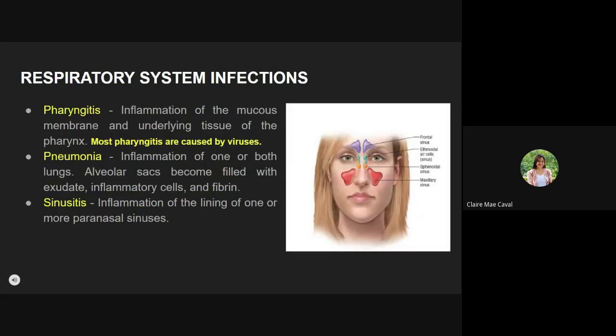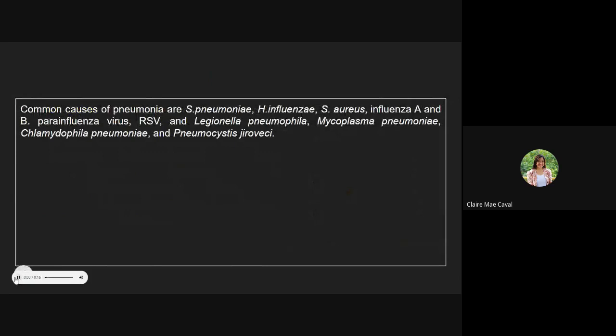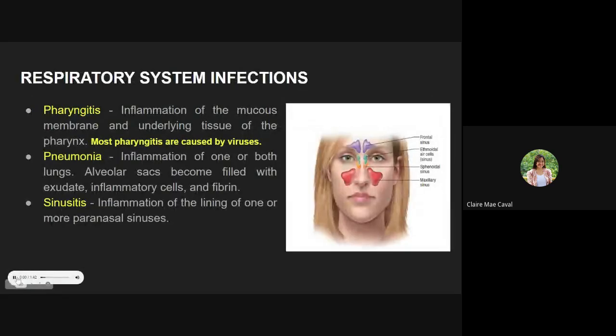Next is pharyngitis. It's an inflammation of the mucous membrane and underlying tissue of the pharynx or the throat. Most pharyngitis are caused by viruses. Pharyngitis is referred to as sore throat, and strep throat if the pharyngitis is caused by Streptococcus pyogenes. Though Streptococcus pyogenes is commonly associated or publicized, pharyngitis again is most commonly caused by viruses.